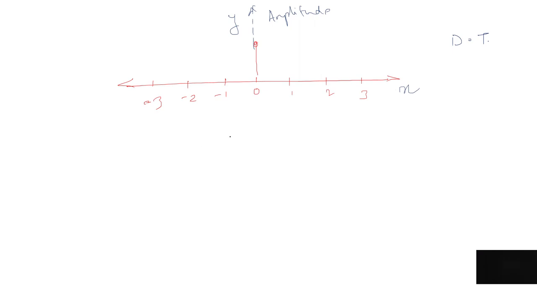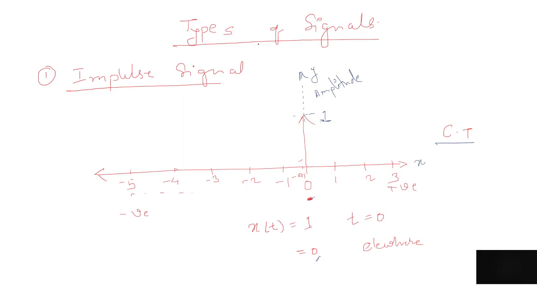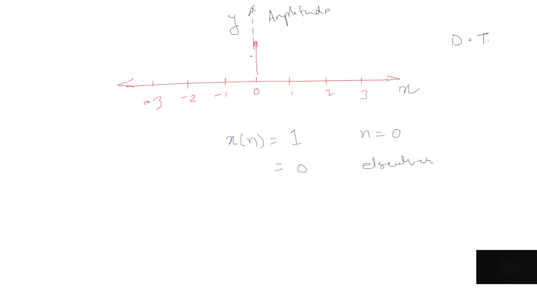If I have to write the equation for that, x of n will be 1 if n is equal to 0, and x of n will be 0 elsewhere. The difference between these two is that there is an arrow over here. Generally, we write an arrow for continuous time, and we put a dot like this whenever it is discrete time.